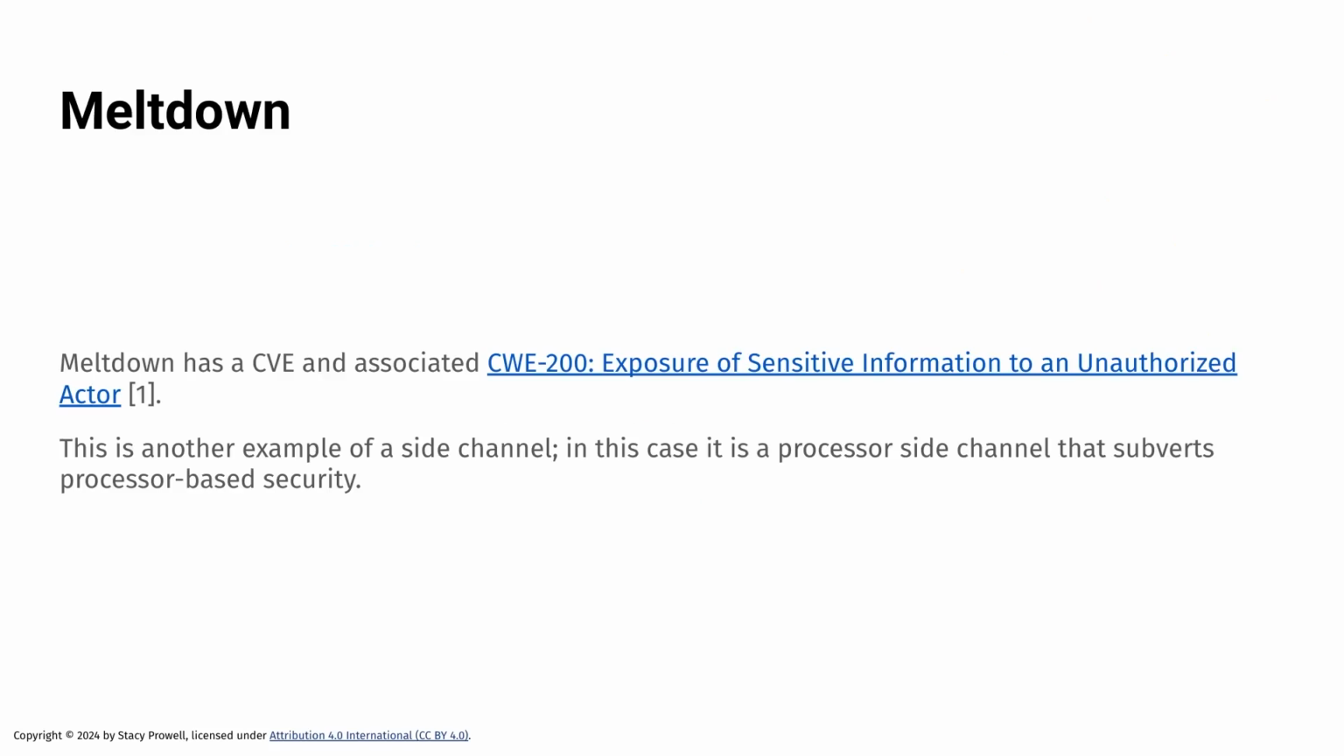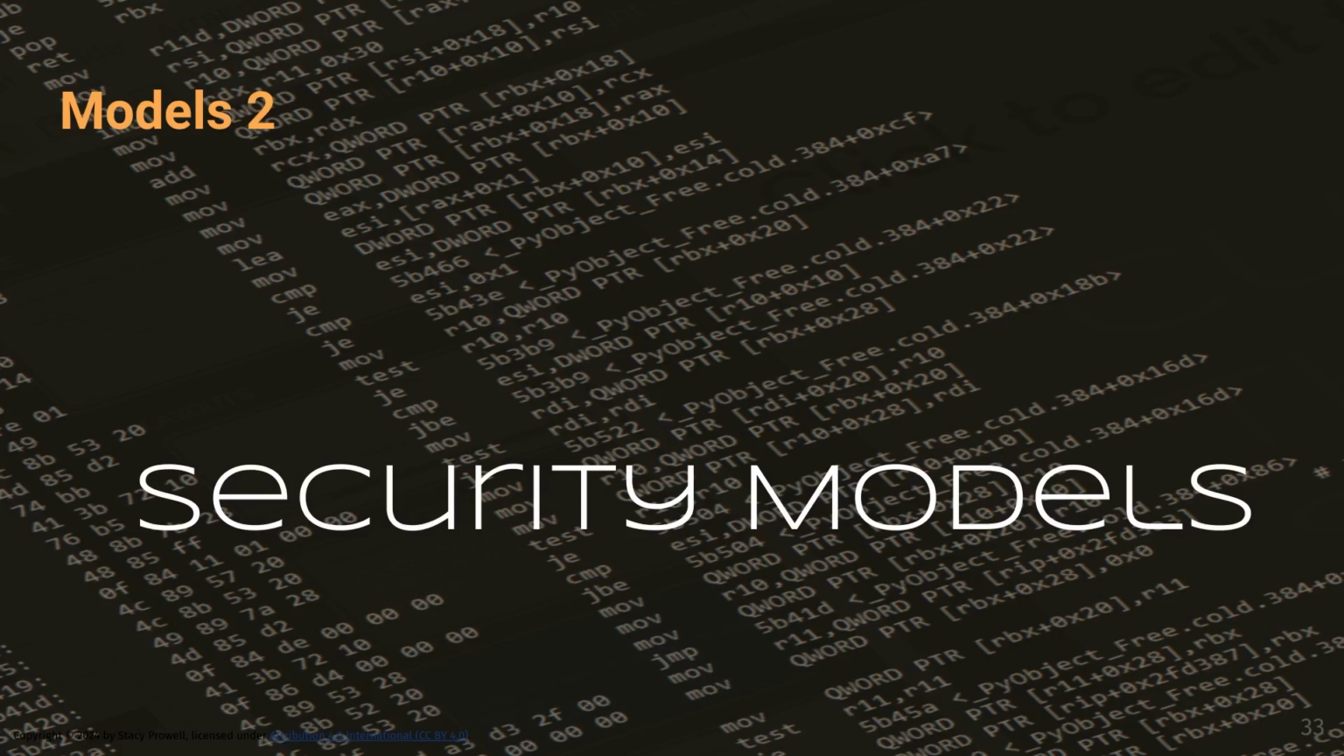Meltdown has a CVE and there's a CWE associated with it, exposure of sensitive information to an unauthorized actor. This is another example of a side channel. There's lots of examples of side channels. In this case, it's a processor side channel that subverts the processor-based security that we were so confident in. All right, let's go back to security models.